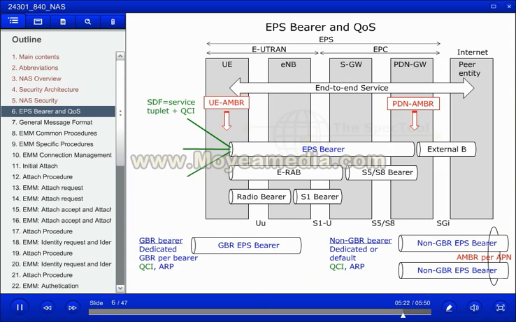The UE uses the uplink packet filter, uplink TFT, to determine the mapping of uplink packets to the radio bearer. Every EPS bearer is associated with an uplink TFT in the UE and a downlink TFT in the PDN gateway.